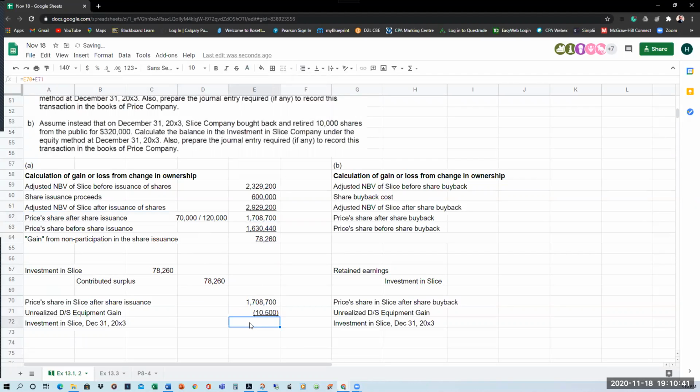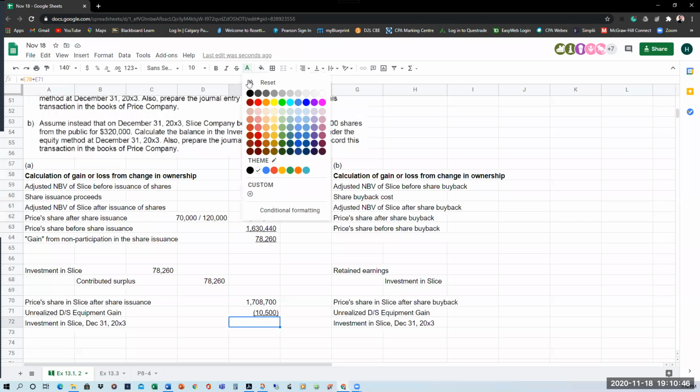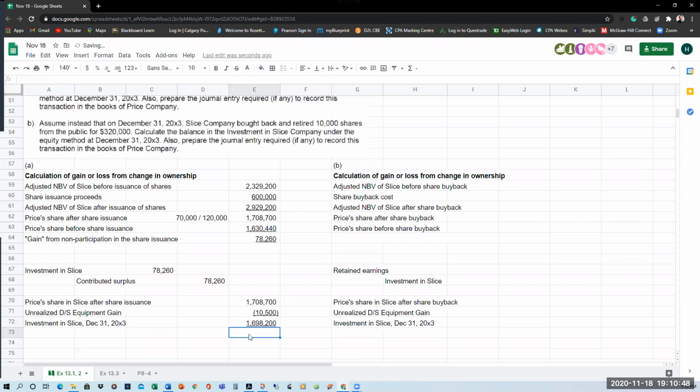So as far as the investment account is concerned, you will have to adjust for the unrealized downstream profit. So calculate Price's ownership in Slice, but then make sure to remember to adjust for the downstream profits. Take out the downstream profit and you get the amount that will be reported on the balance sheet, the separate company balance sheet for Price Company, if it reports its investment under the equity method.